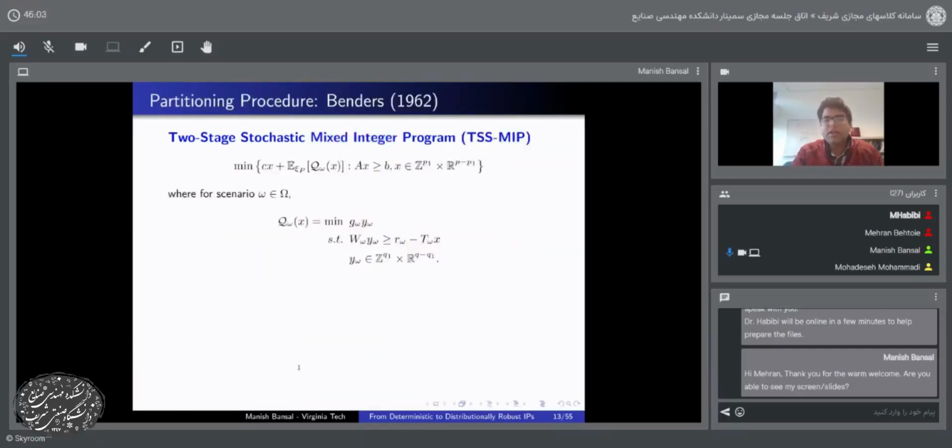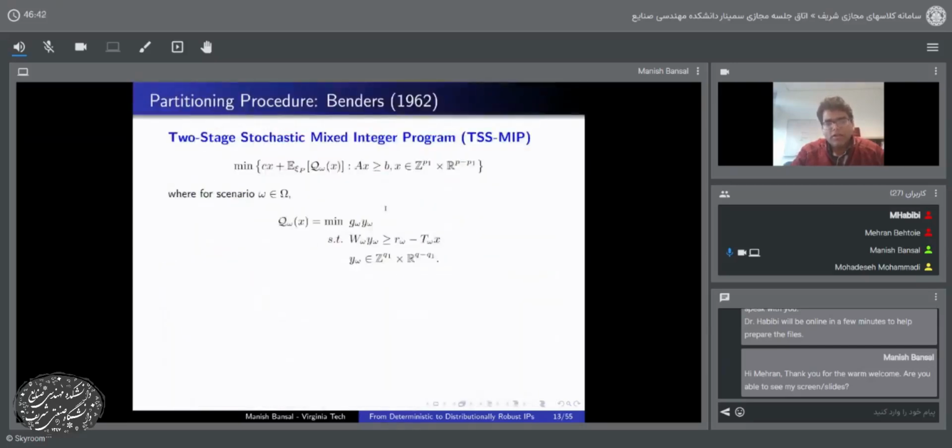So we can use the typical Benders decomposition setup to define this problem. This is your first-stage problem, where you want to minimize Cx plus the expected value of this function referred to as the recourse function. Essentially this function, Q omega of x, is dependent on a scenario omega. It is another mixed integer program where the constraints are dependent on x. As x changes, these constraints will change, so we can refer to it as a parametric mixed integer program.